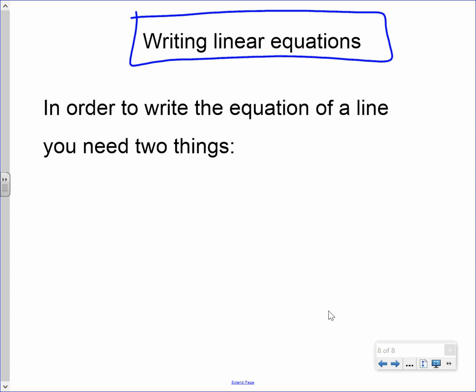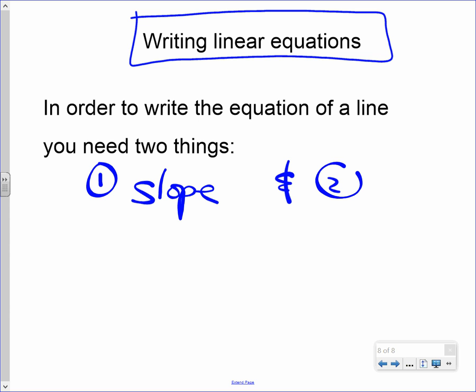So the two things you need, ready? The two things you need are the slope. I'm going to write slope, number 1. And the second thing you need is, what was the other one, Miss Rocha? Well, what does the B refer to? The y what? Intercept. So put y-intercept.